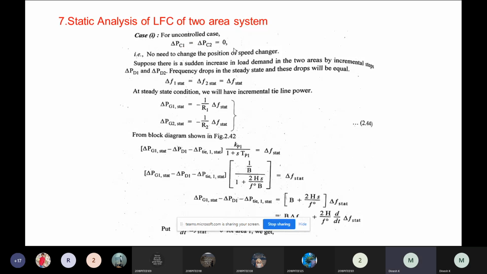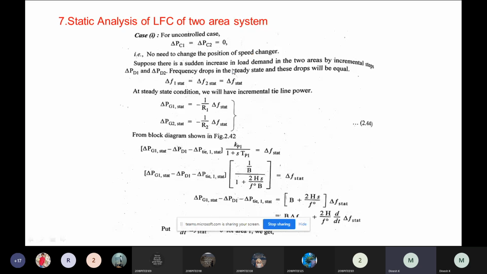So with the help of the disturbances, the closed loop system is operating. And one more thing, no need to change your speed changer. The speed changer is lying as it is. What I am trying to do is increment my disturbances stepwise. We have two disturbances, that is D1 and D2.